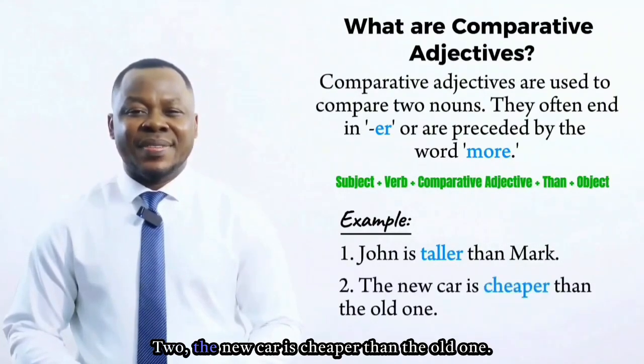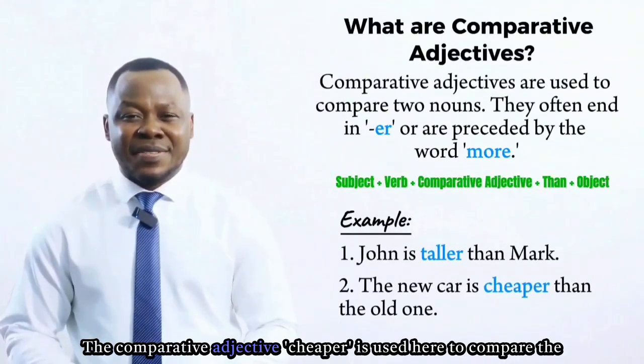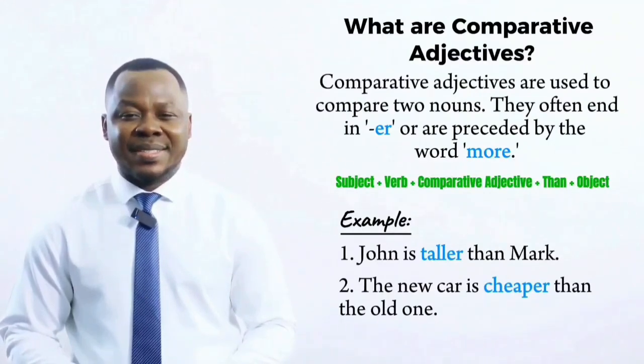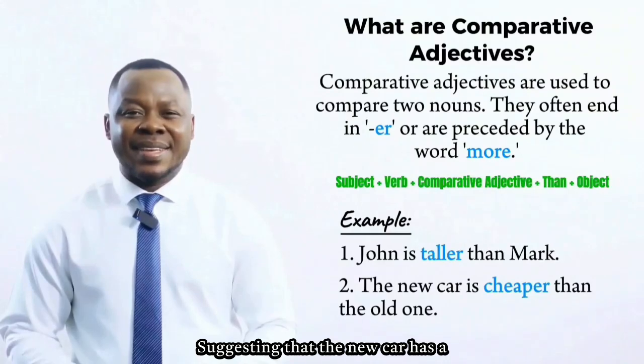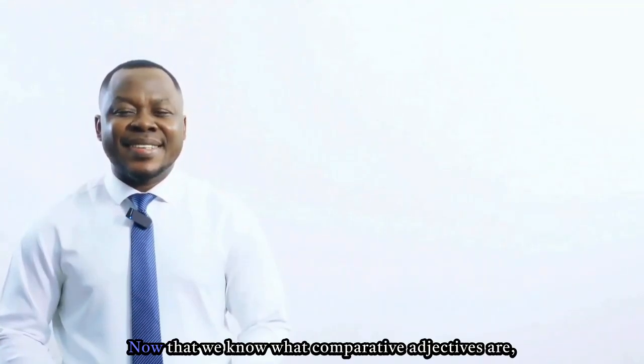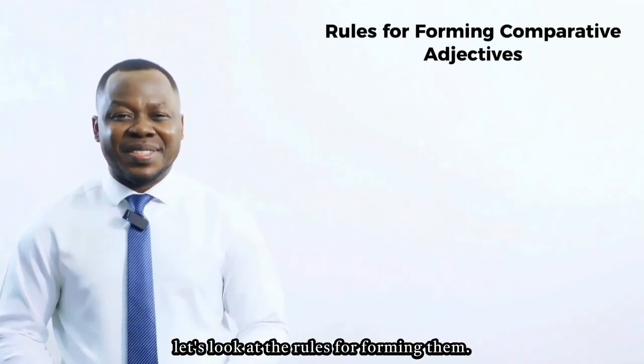2. The new car is cheaper than the old one. The comparative adjective cheaper is used here to compare the cost of the new car to the old one, suggesting that the new car has a lower price than the old one. Now that we know what comparative adjectives are, let's look at the rules for forming them.